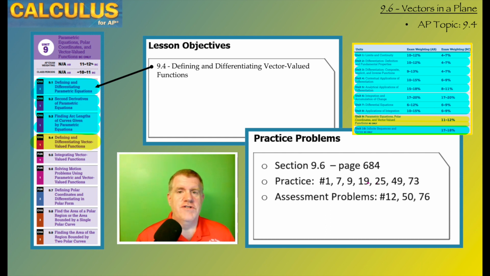We're talking about vectors in calculus right now. And we're not going to do calculus on the vectors yet. We're going to study what vectors are, and just in a plane, so just 2 dimensions right now. What are vectors? How do they relate to the rectangular coordinate system?